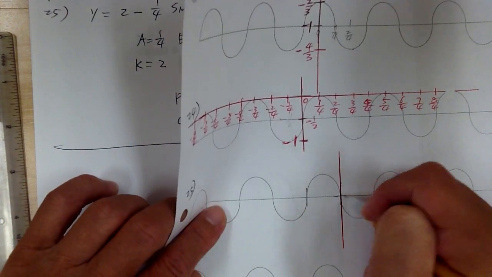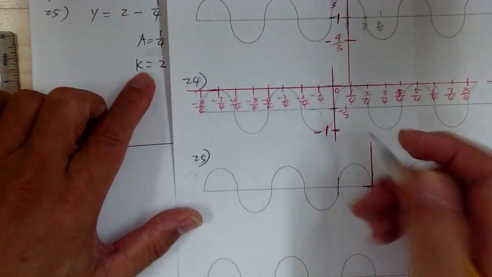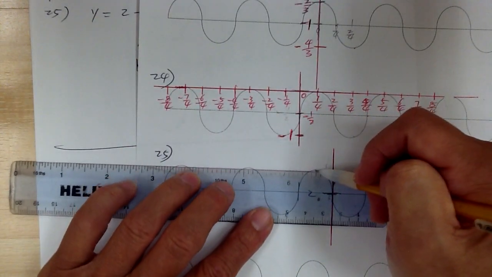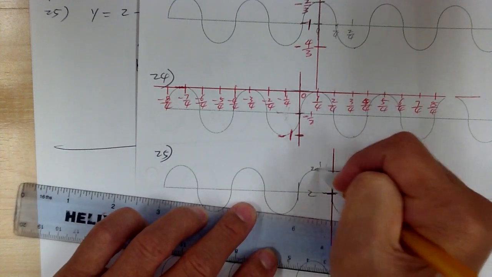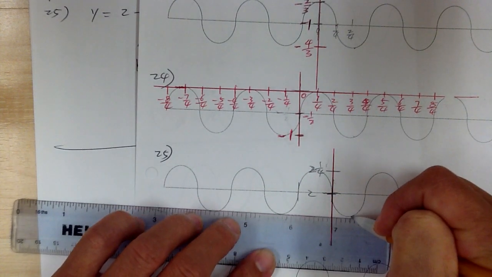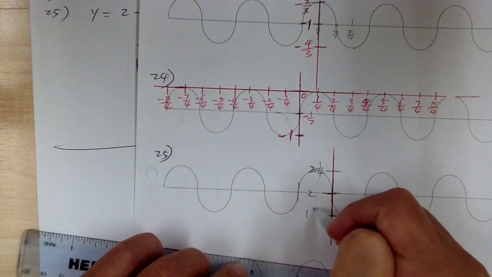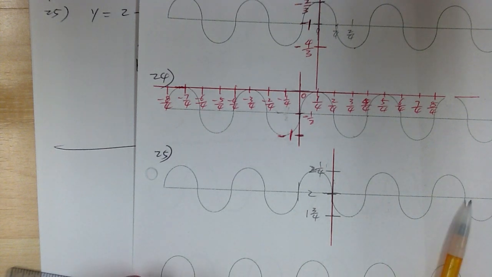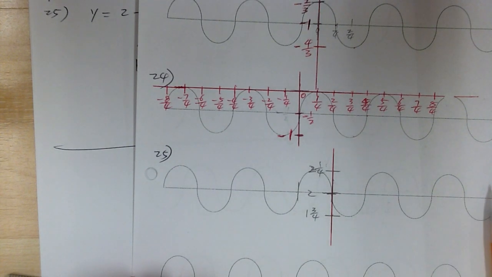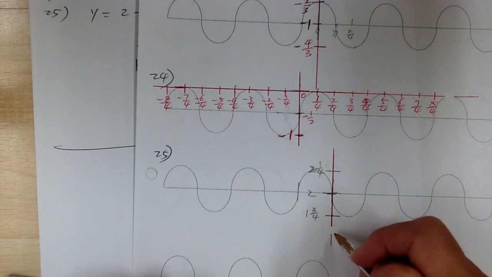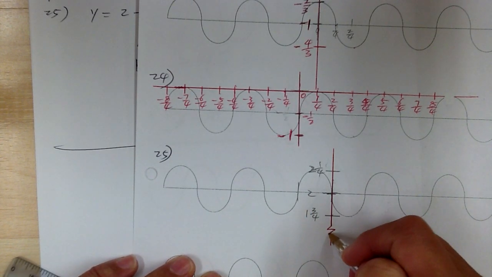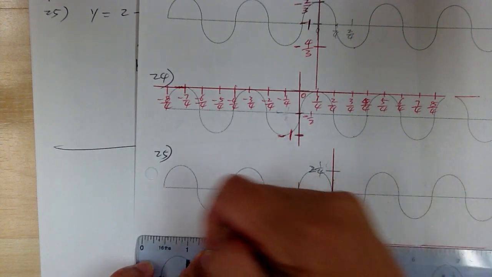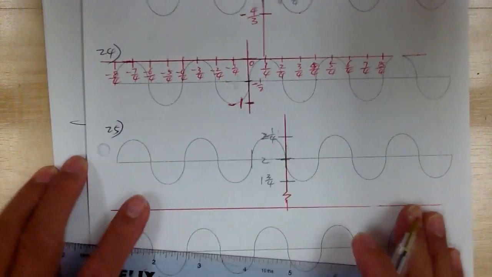So your k, you're going up and down. So your k is 2, so that's 2. And your a is 1/4. So that means when you go up, you add. So this will be 2 1/4. When you go down, you subtract. So this would be 1 3/4. Okay, and notice that it's going to go down a lot, so you're going to run out of space. So I'm going to use the break line, because this is going to be way down here. And I'm just going to put a zero right over here. Okay. And I'm going to line up all my points.